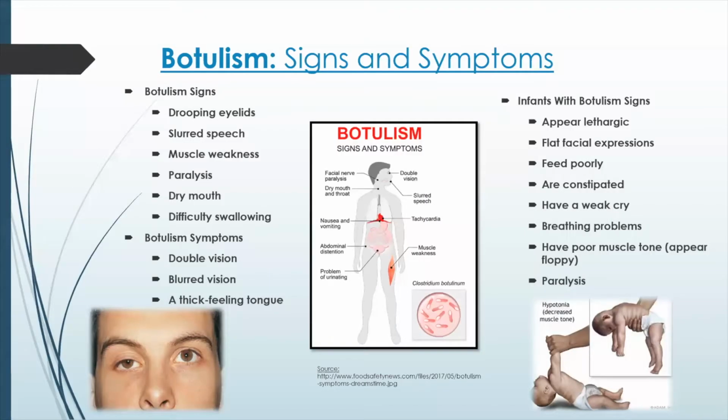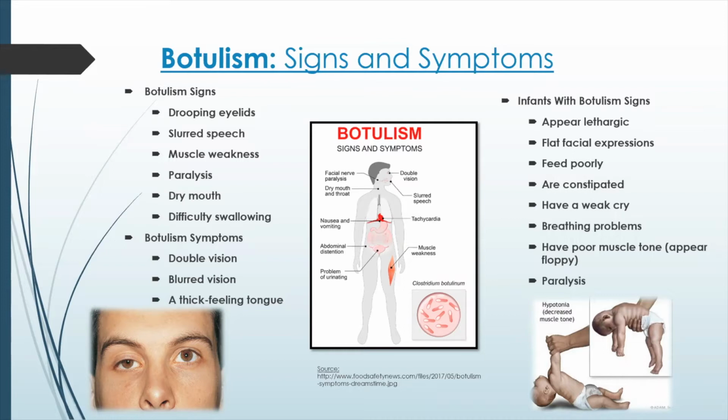Now, some of the signs and symptoms of botulism that one may get are double vision, blurred vision, drooping eyelids, as you can tell in the bottom left picture in the screen. They may have slurred speech, difficulty swallowing, a thick feeling tongue, dry mouth, muscle weakness, and/or paralysis.